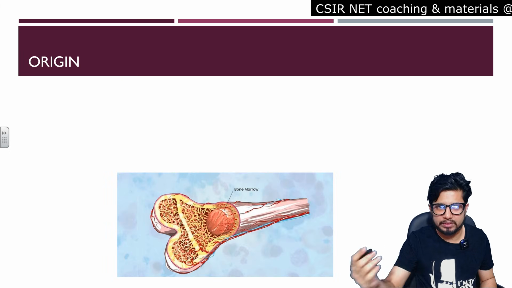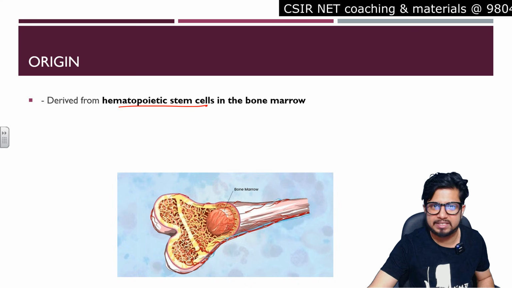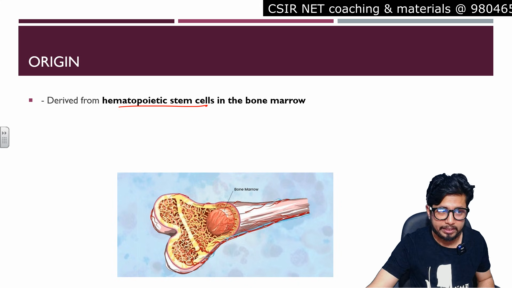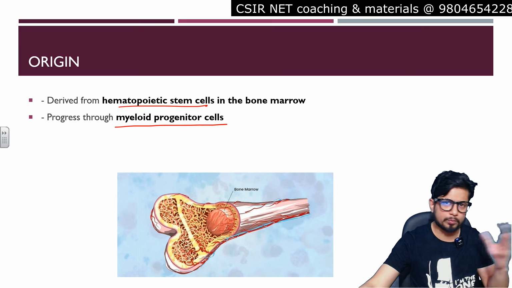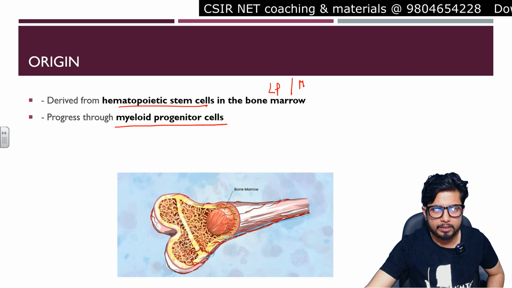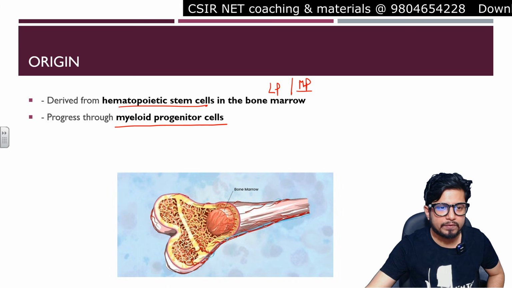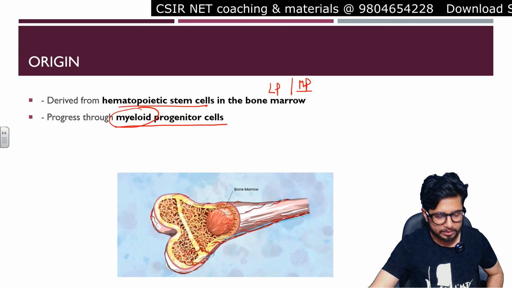So let's start with the origin. The neutrophil originates in the bone marrow, from the hematopoietic stem cells. Next is the progression through the myeloid progenitor cells. So there are two progenitor cells: lymphoid progenitor cells and myeloid progenitor cells, and the neutrophils are produced from the myeloid progenitor cells, not the lymphoid progenitor cells.